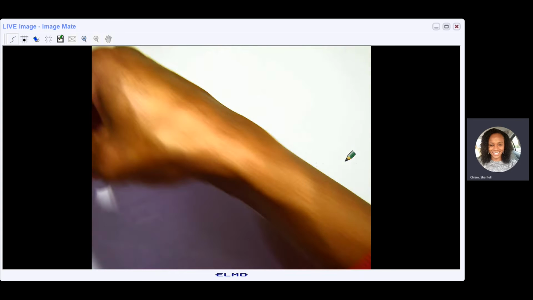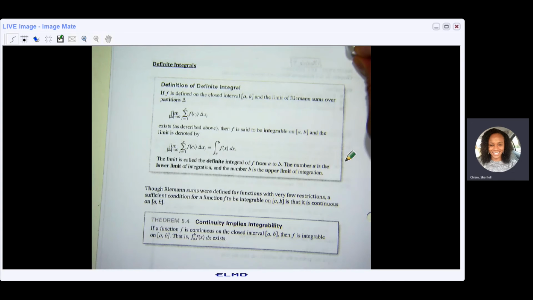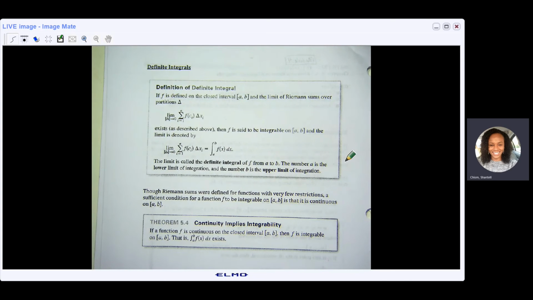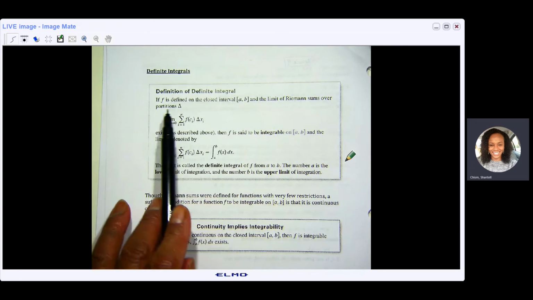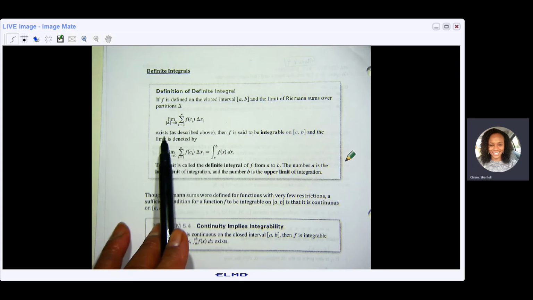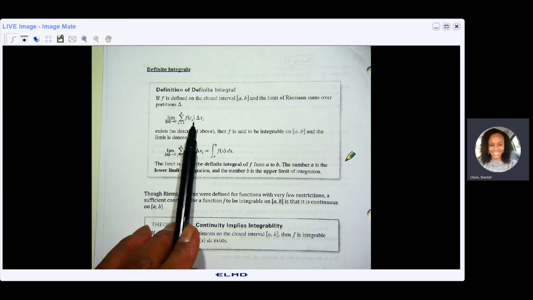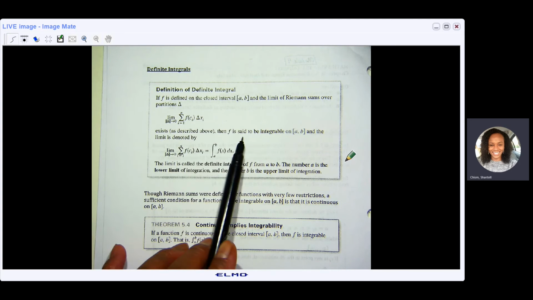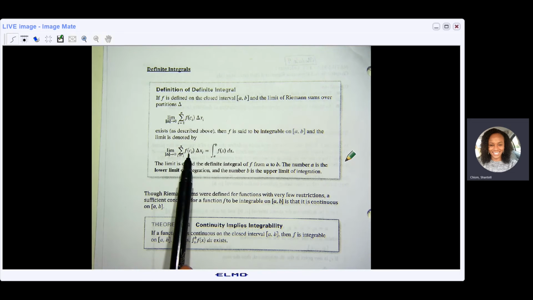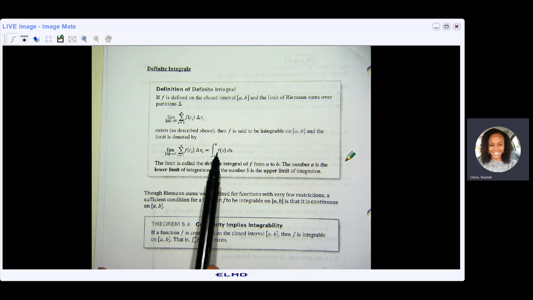It may not mean a whole lot to you right now, but I believe it will in just a second. So now let's take a look at the definite integral, how these two are related. If f is defined on the closed interval [a, b], and the limit of Riemann sums over the partitions delta exists, then f is said to be integrable. In other words, if the limit of the Riemann sums of f exists, then we're saying that f is integrable.